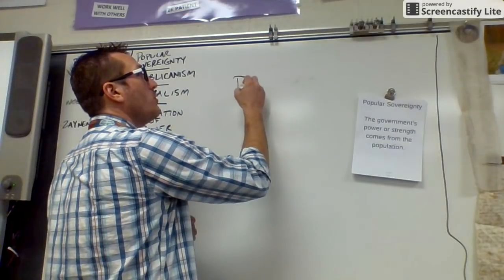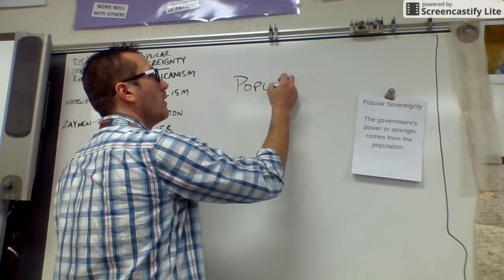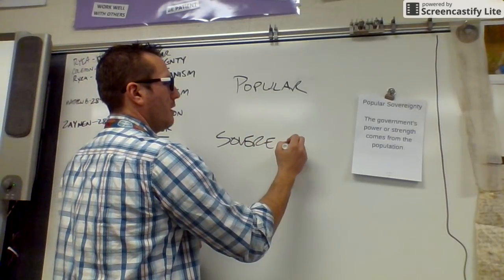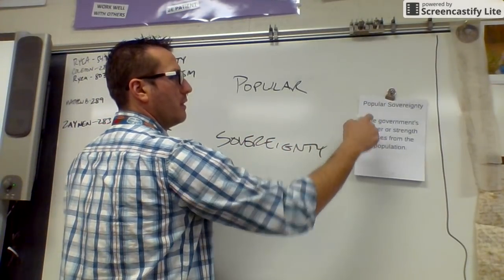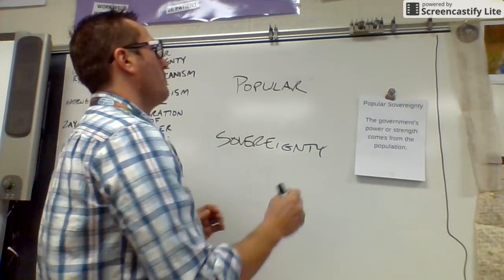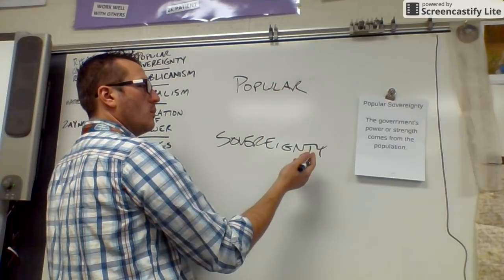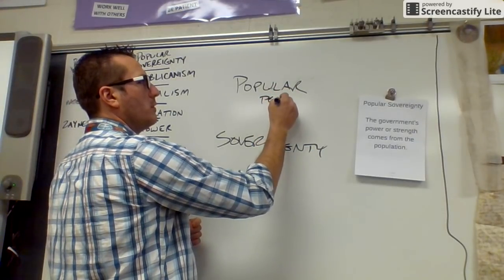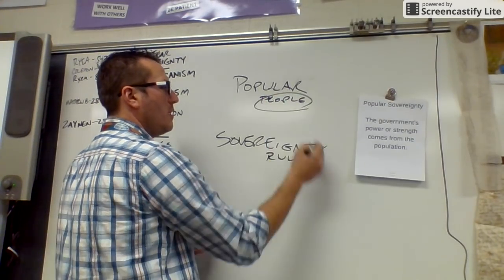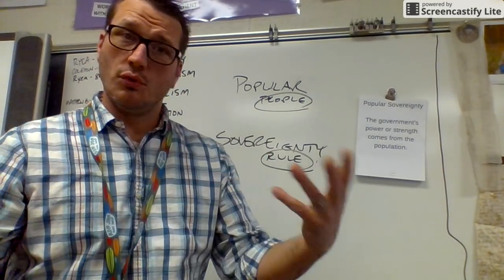First one being popular sovereignty. Popular sovereignty. The government's power or strength comes from the population. What does that mean? Well, let's look at the word itself. Popular meaning the people. Sovereignty meaning to rule. So the people rule.